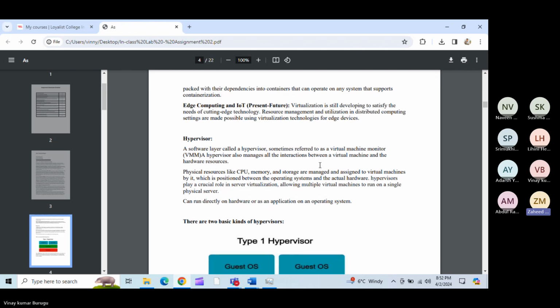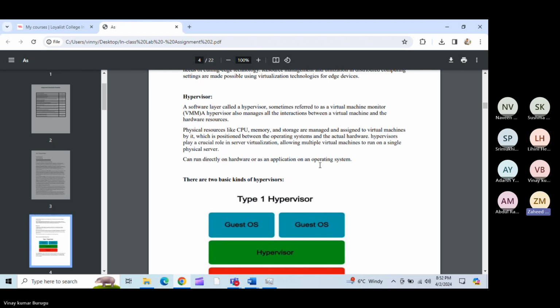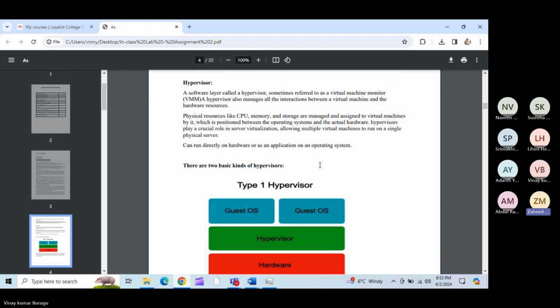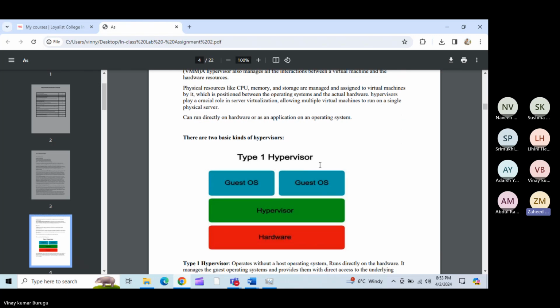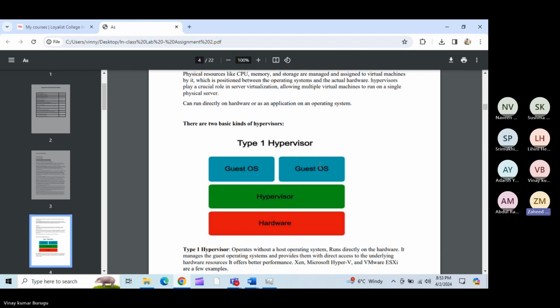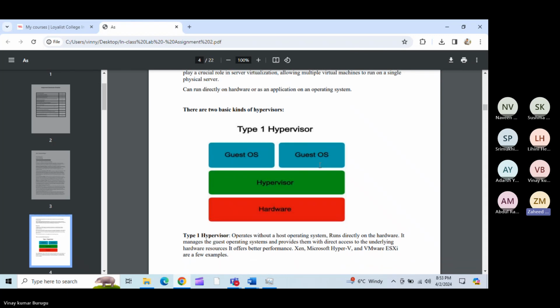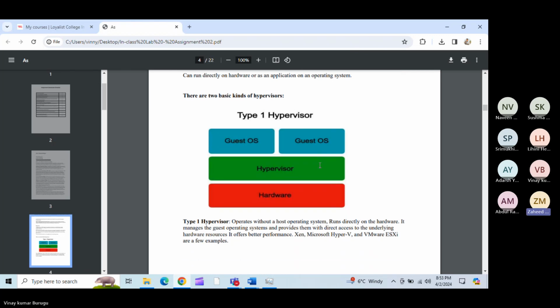Then my next topic is about the hypervisor. A hypervisor can also be called a virtual machine monitor. It is a software layer which manages all interaction between virtual machines and the physical hardware resources. Physical resources like CPU, memory, and storage are managed and assigned to virtual machines with the help of hypervisors. The hypervisor plays a crucial role in virtualization, allowing multiple virtual machines on a single physical server. The hypervisor can run directly on hardware or as an application on an operating system.